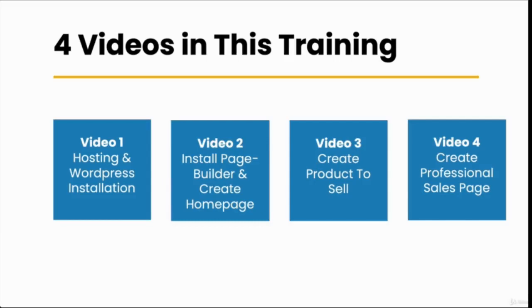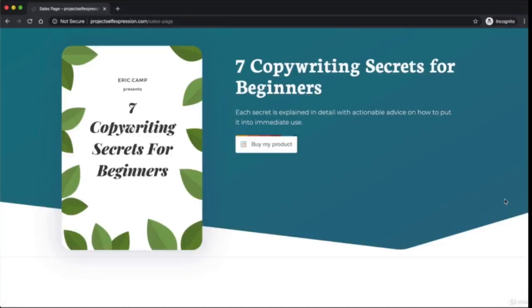And finally, in the fourth video, we're going to put together everything you learned and actually create a professional sales page where we go from blank page to a professional sales page that's optimized for mobile devices. That is the one that you saw in the beginning of this video that looks just like this. So I'm going to walk you through in the video exactly how I went from blank page to what you see right here.